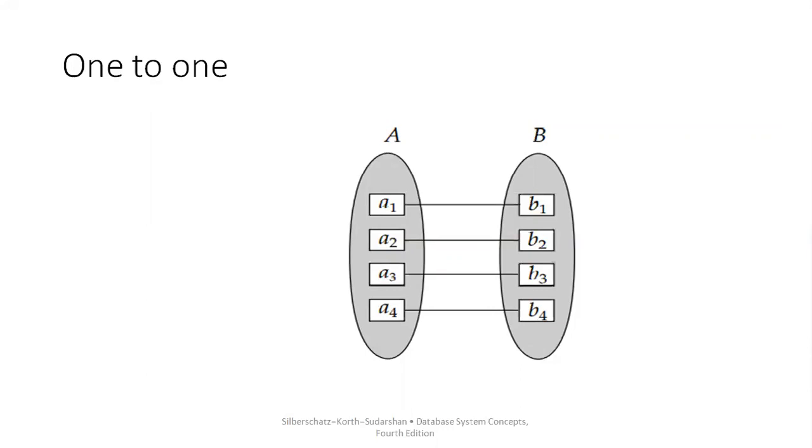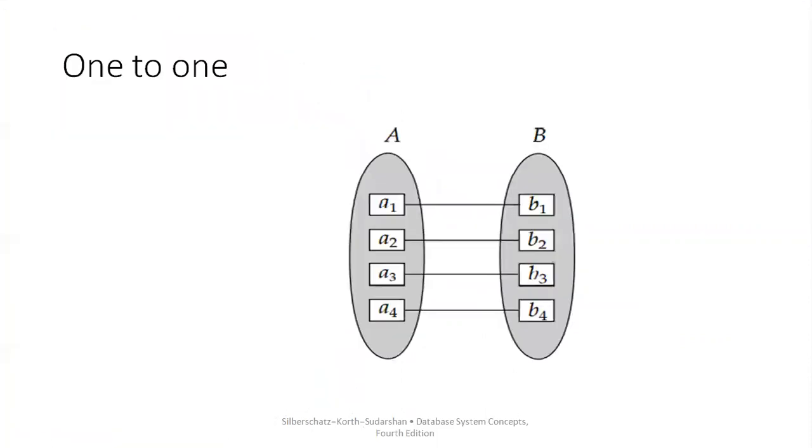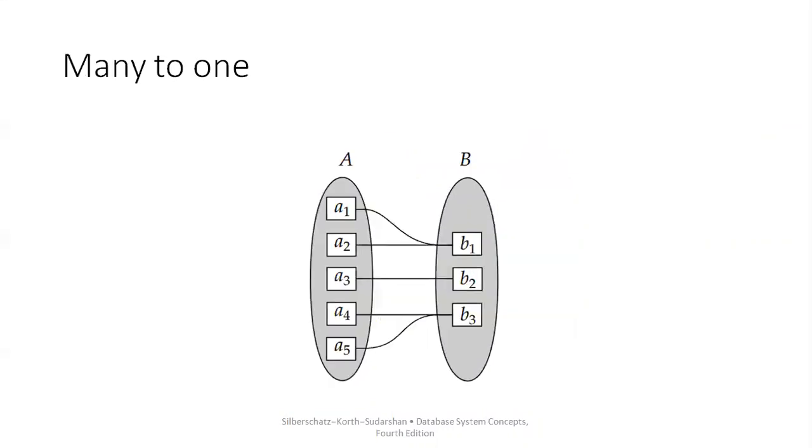We'll come back to the previous slide. Read this. For a binary relationship set R between entity sets A and B, the mapping cardinality must be one of the following. So obviously it is going to be one of the following. If it is not, then we cannot say that there is some relation between these two entity sets. So this is one-to-one. Simple. Let us move to the next.